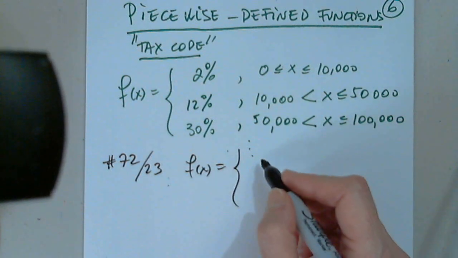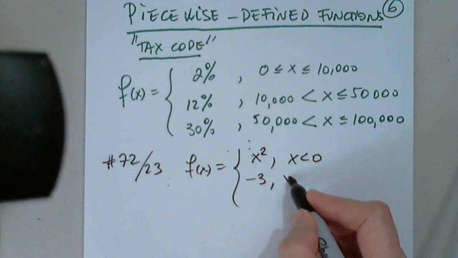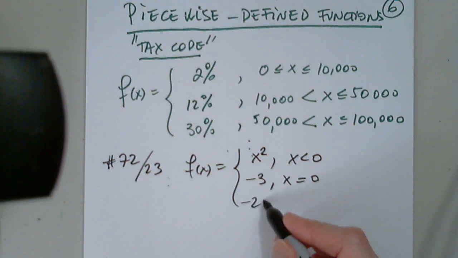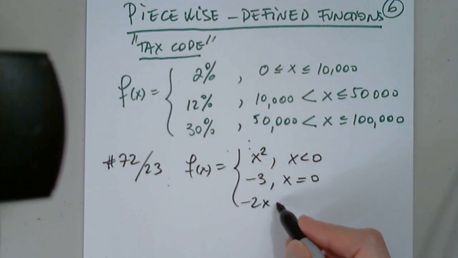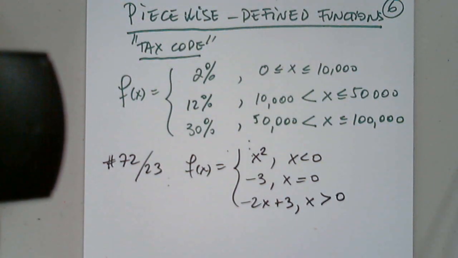3 pieces, x squared for x less than 0, -3 for x equals 0, and -2x plus 3 for x greater than 0. Perfect pick.